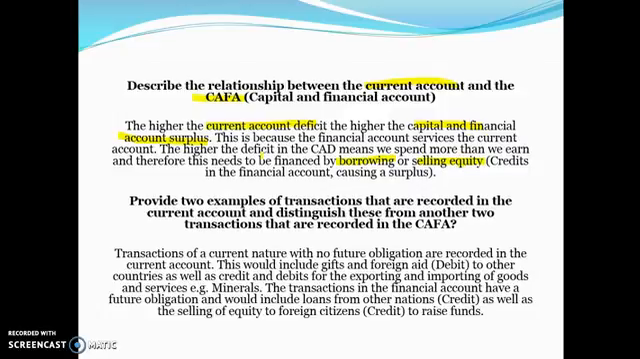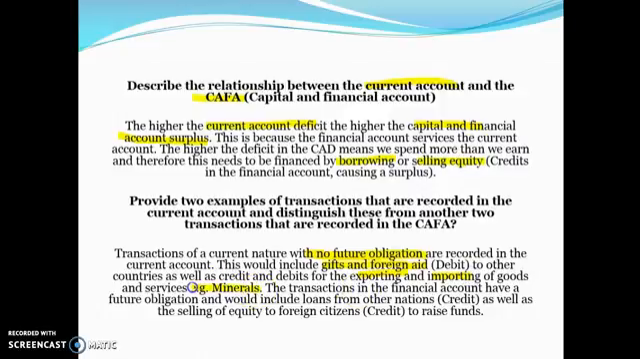Provide two examples of transactions that are recorded in the current account and distinguish those from another two transactions that are recorded in the CAFA. Transactions in the current account have no future obligation. That's the key thing you want to get into this question. And this would include gifts and foreign aid to other countries, as well as debits and credits for exporting and importing. They have no future obligation.